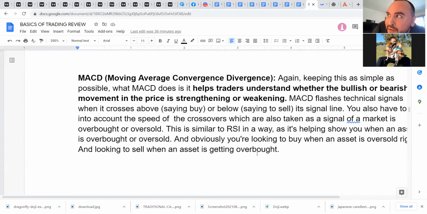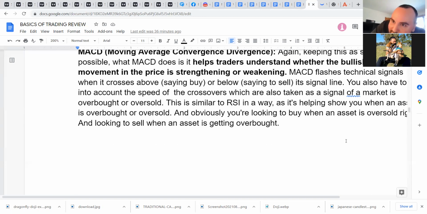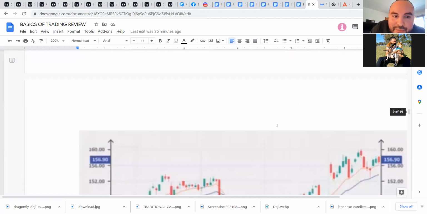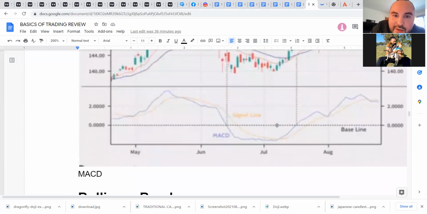I believe I just used the regular MACD, when I used it or attempted to use it. To be fair, I just didn't have a ton of success with it, and I just kind of put it to the side. So I may be missing out on something with MACD, but I want to cover it because it's something a lot of traders use. It's similar to RSI in a way, as it helps show you whether an asset is overbought or oversold. And obviously you're looking to enter when it's oversold, right? That's MACD.